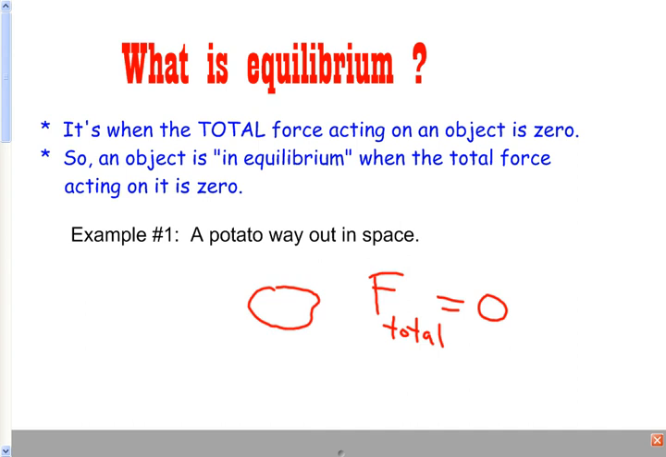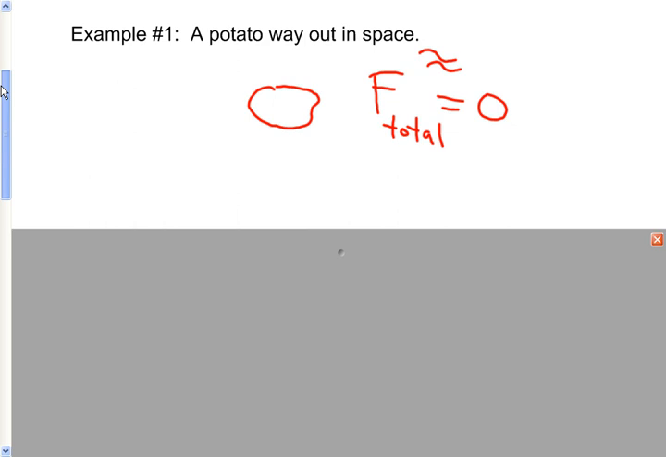If I wanted to be really more careful about this, instead of using the equal sign, I could use the approximate sign. F total is approximately zero, but we'll pretend it's zero for now. So in that case, the potato would be in equilibrium. And it turns out, if that's the case, we could actually say something about what we would expect it to do with regard to how it moves. Let's look at another example.